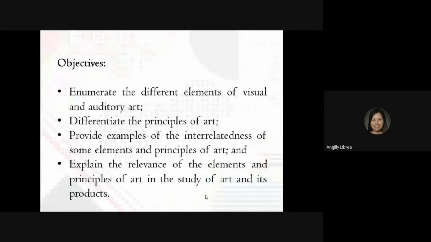In today's lesson, we are guided by the following objectives. First, we'll enumerate the different elements of visual and auditory art. Second, we'll differentiate the principles of art. Then third, provide examples of the interrelatedness of some of the elements and principles of art. And lastly, explain the relevance of the elements and principles of art in the study of art and its products or artworks.